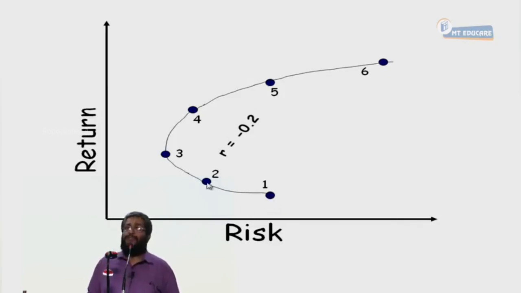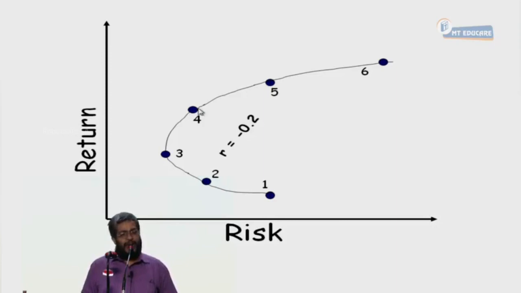Option 1 is inferior to option 2. Stop talking, please. Option 1 is inferior to what? Option 2, because option 2 gives a higher return for a lower risk. Yes or no? Option 2 is inferior to what? Option 3, because option 3 gives what? Higher return for a much lower risk. Yes or no?